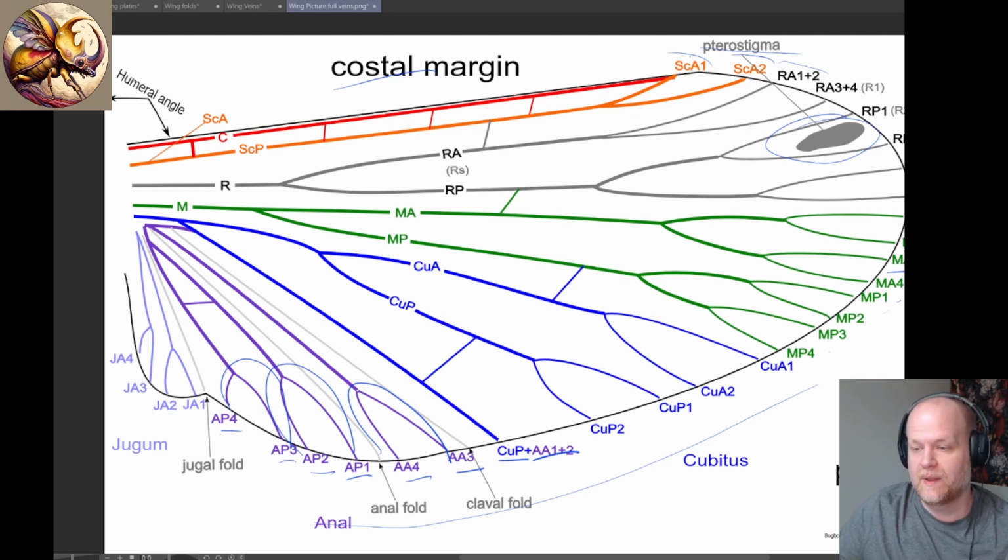So with that, next time we will talk about the actual evolutionary specializations of the wings. So wings of beetles, wings of grasshoppers, wings of stink bugs, and how they differ from each other.